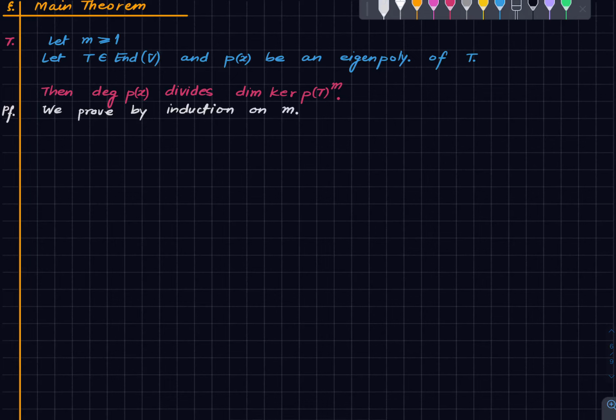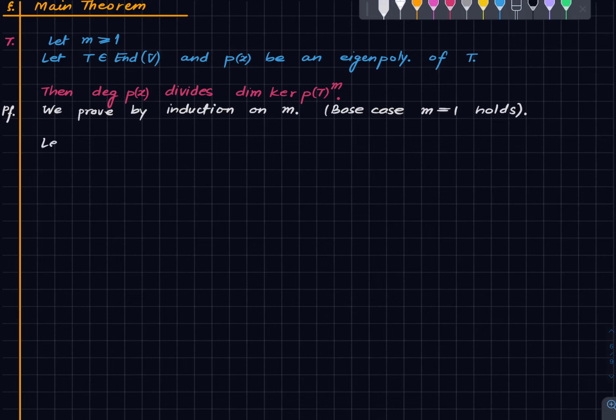What does that mean? It means that suppose you have somehow proven this statement for some m. So fix an m, and suppose you have shown that whenever you have an endomorphism with Px an eigenpolynomial, then degree Px divides this guy, then we will prove it for a bigger m, just one value higher. That's how inductions are done. Okay, so the base case was the previous slide. Base case was m equals 1. That was the previous slide, so it definitely holds.